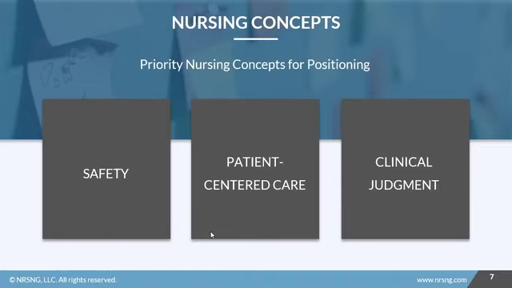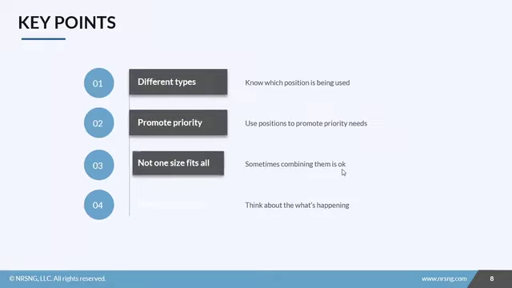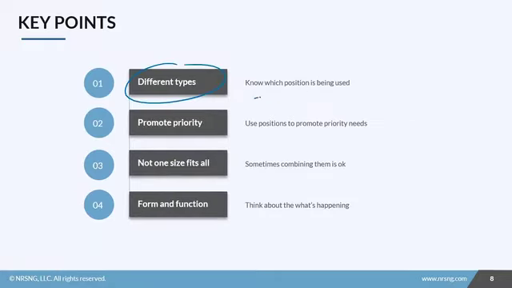With patient positioning, we really want to focus on safety. We also focus on patient-centered care. We really use that clinical judgment to put your patient in the best position for you. So let's recap. Make sure you know your different types, and make sure you know what's appropriate. If you have a spinal patient and your orders are for high Fowler's, question it, use your judgment. The reason you would want to do that is that spinal patient may not be able to bend. So using your nursing judgment, you can say, hey, this doesn't make sense.